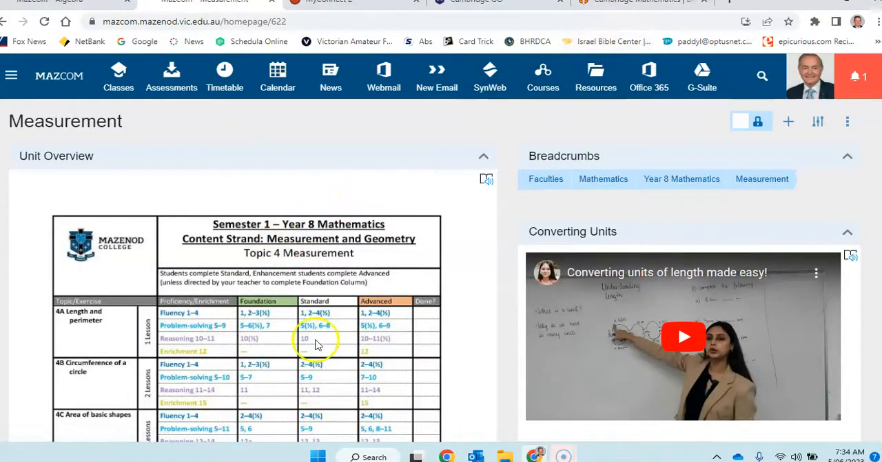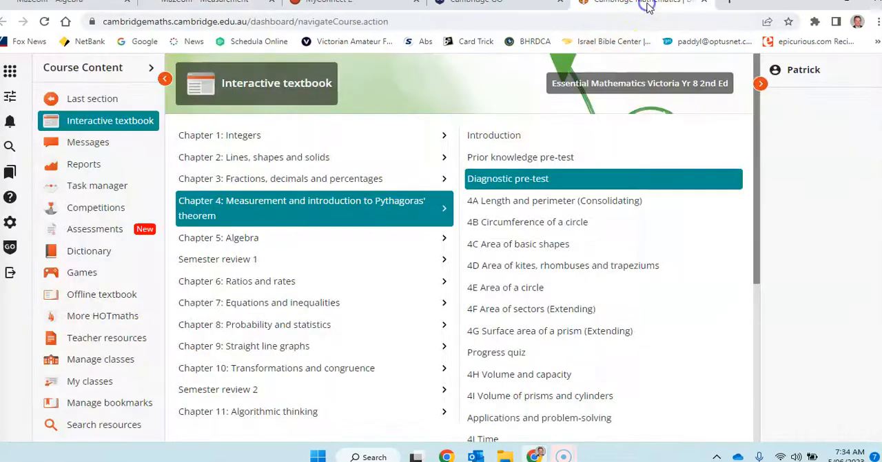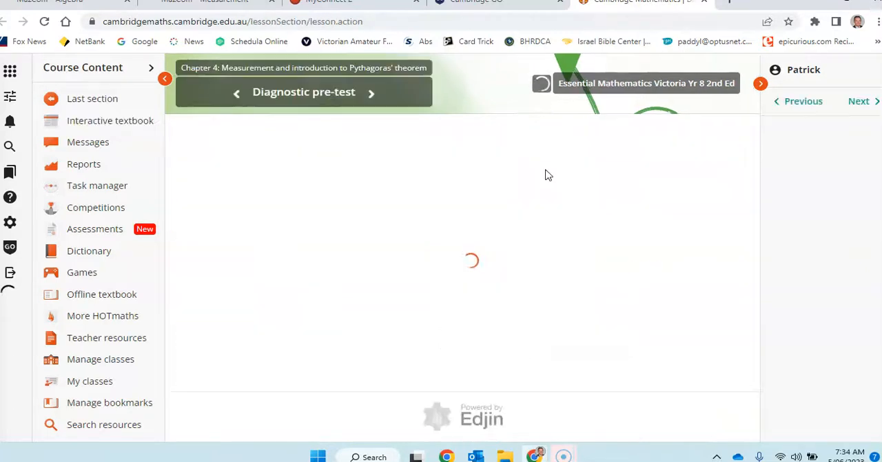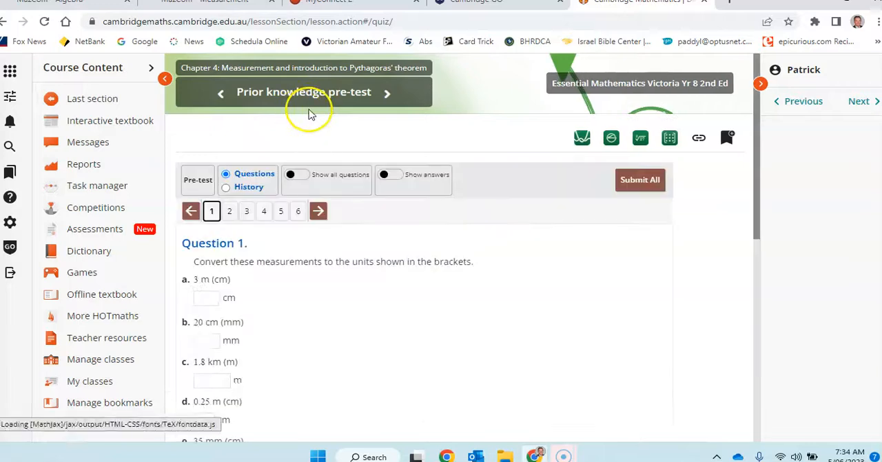At the start, you can look at that, but what we want to do is, on the textbook website, have a look at doing the first two tests. They're both pre-tests. A prior knowledge pre-test covers the knowledge you already have, what you've done up to and including Years 7 and 8, what you're able to do. It's prior knowledge before formally undertaking this topic in Year 8.